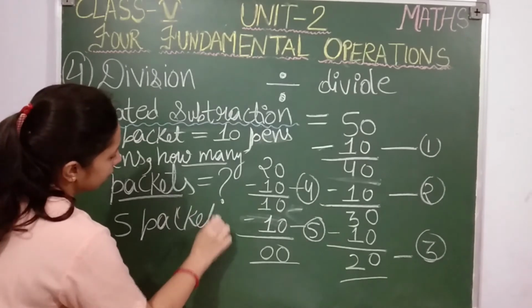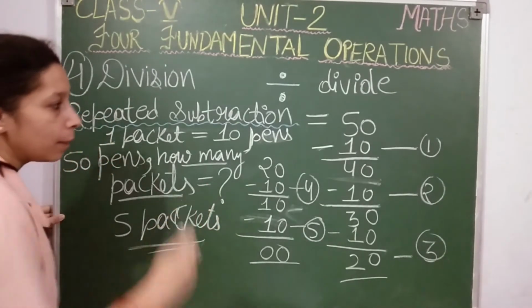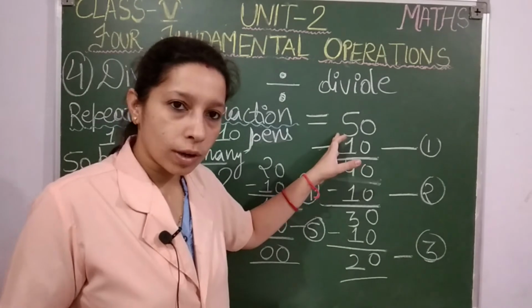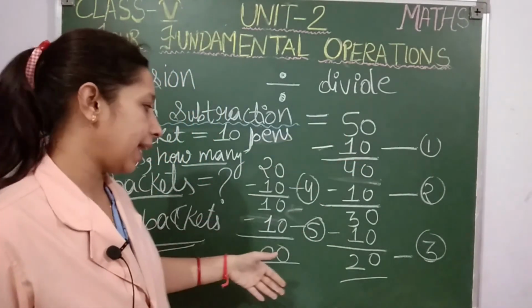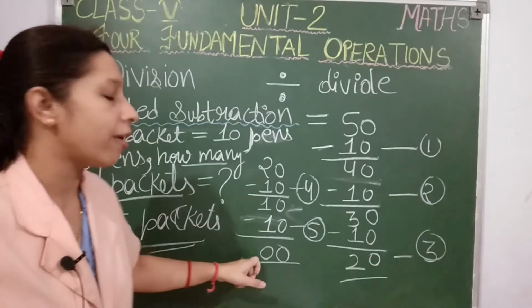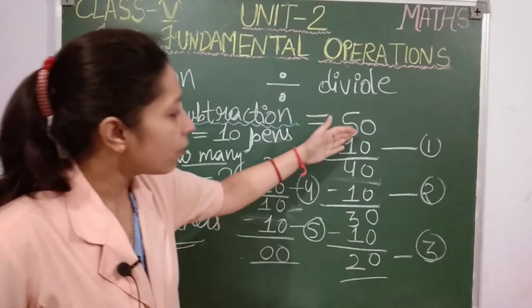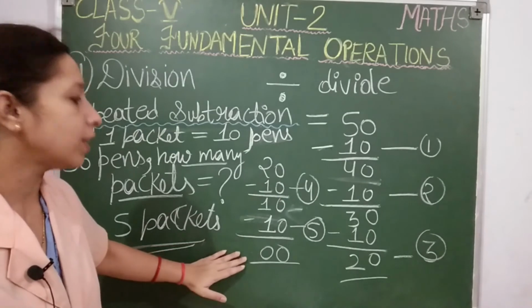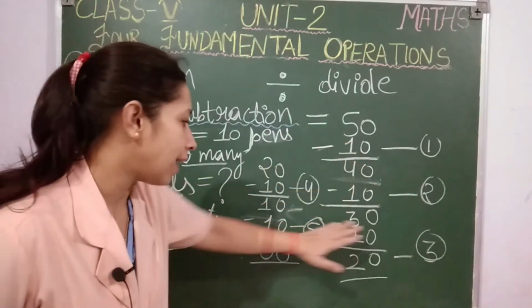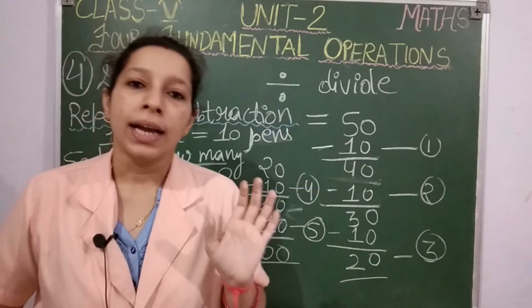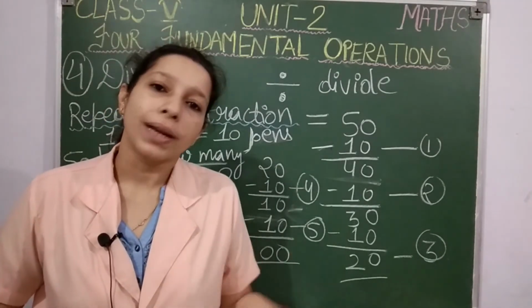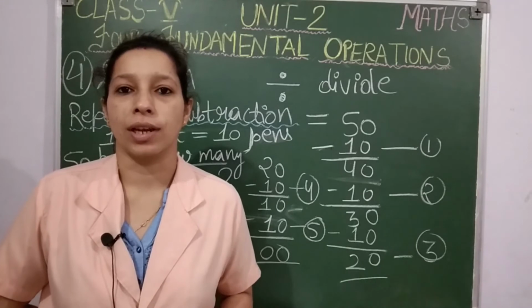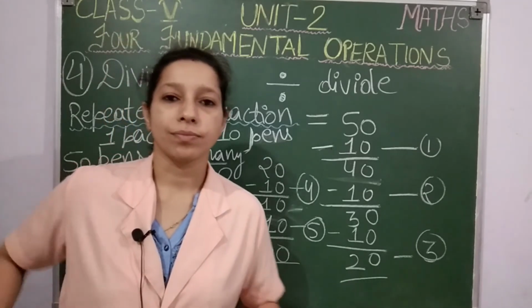Clear or not students? This is known as repeated subtraction. We take the total value and we go on subtracting, and at last we have to stop when we get 0. Then we have to count the steps at which we got 0. So here at 5 we got 0. Repeated subtraction is clear to you students. Now I am telling you that repeated subtraction is only known as division. How? Let us see.